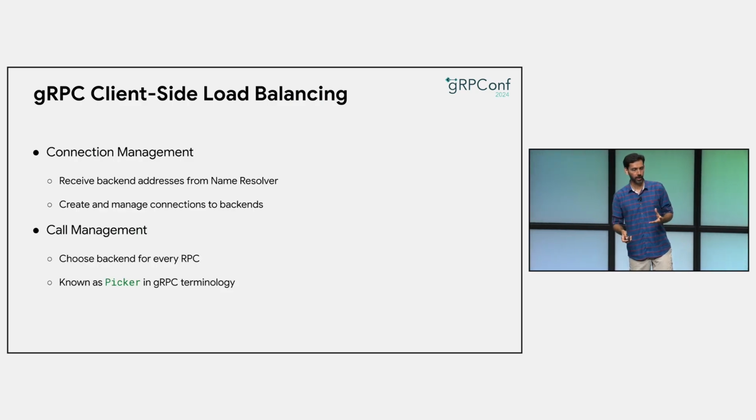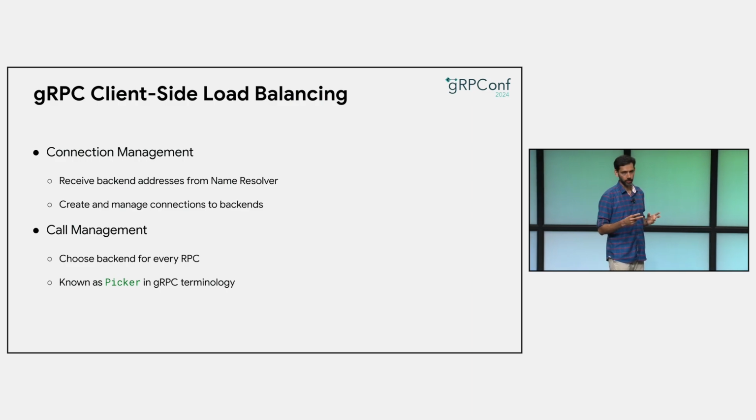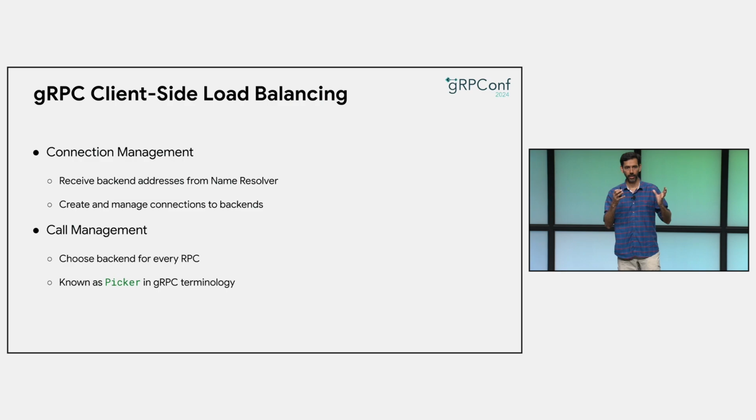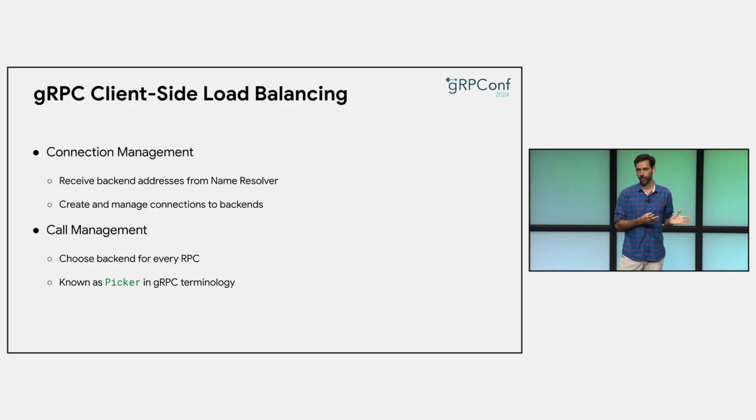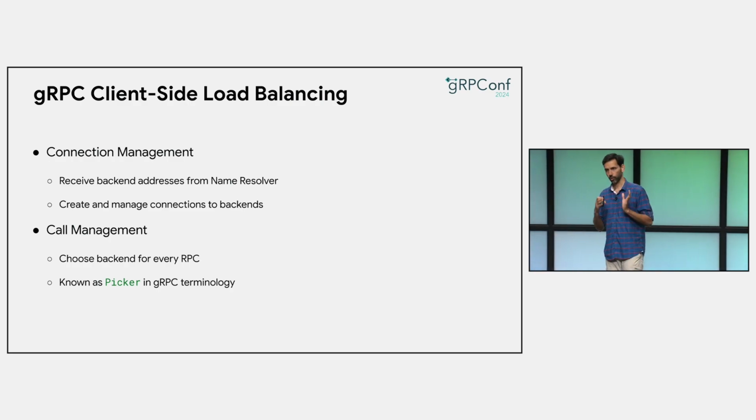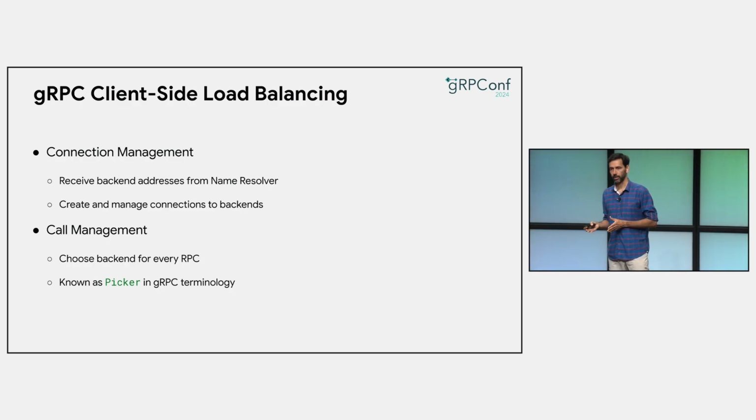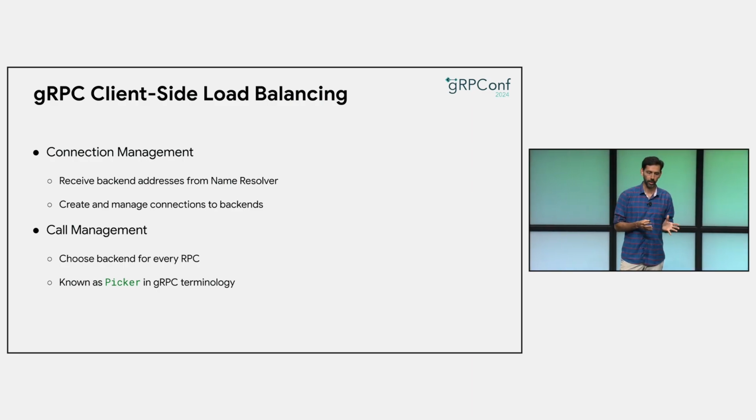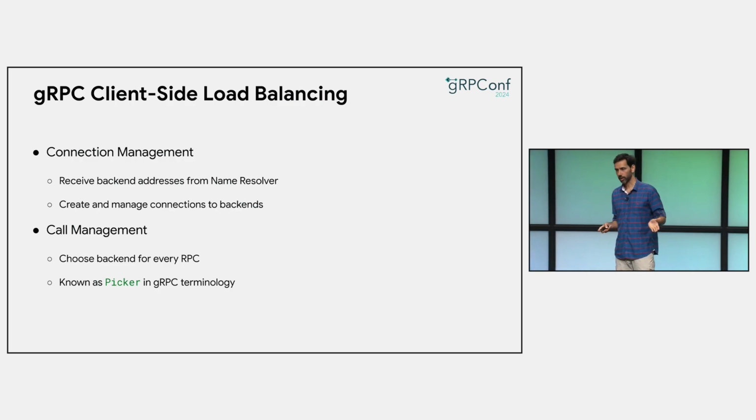So an LB policy implementation mainly consists of two components. One is the connection management component that receives the backend addresses from the name resolver, and it decides when and how to create connections to those backend addresses. The second one is the call management component. And this component is invoked for every request. So when an RPC is made by the client, the call management component chooses the subchannel, or chooses the backend, that will be used for that RPC. And we call this component the picker in gRPC. We'll see more about this.